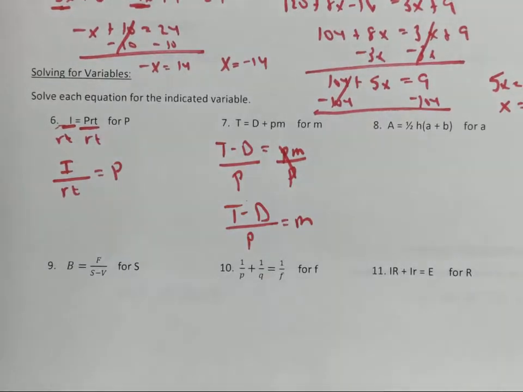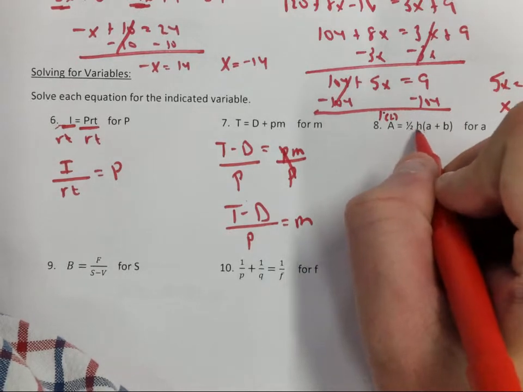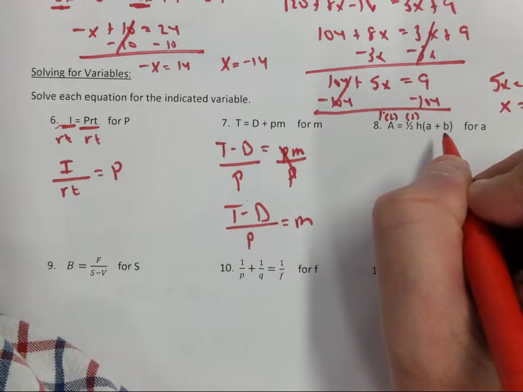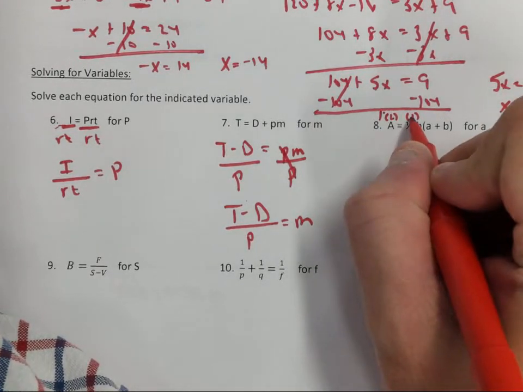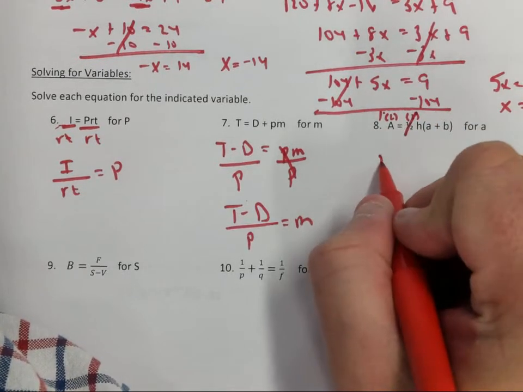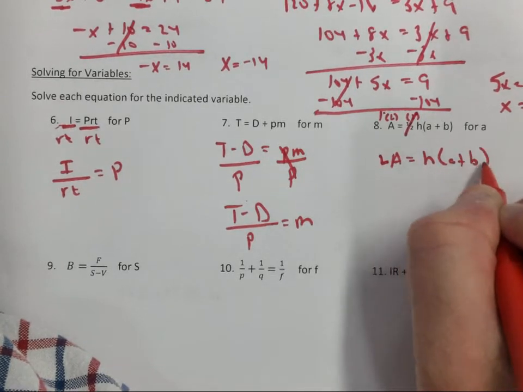Number 8. If I see a fraction, I'm going to get rid of it. What's the only denominator you have in there? 2. So I'm going to multiply both sides by 2. You say, Mr. Chester, do I multiply everything? No, you just multiply it by 2, because all that's attached right there. What happens to the 2 and 1/2? It cancels. So you're left with 2A equals H times A plus B.